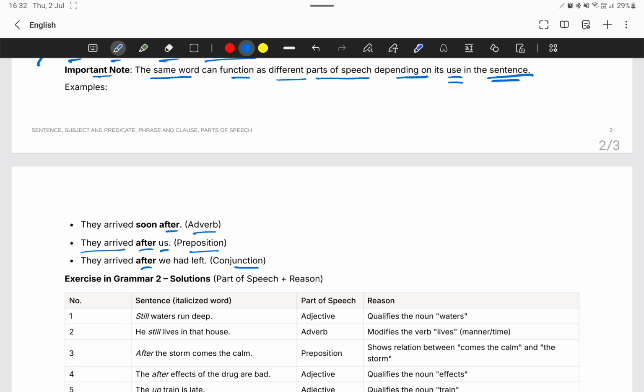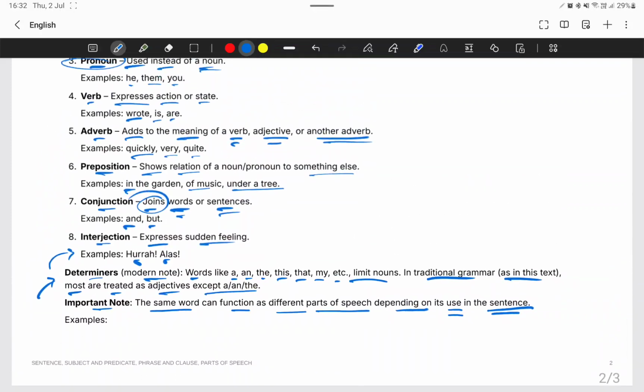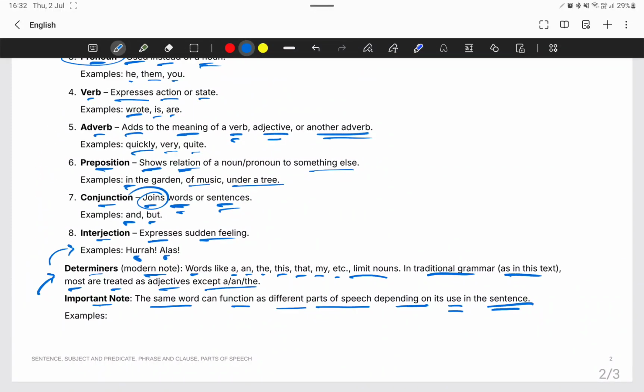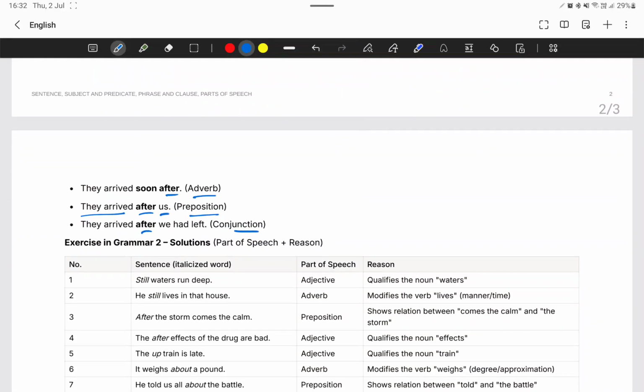They arrived after us. So why is it a preposition? What was the definition of preposition? It shows the relation of a noun or pronoun to something else. So 'us' is a pronoun and this is something else. This something else is related with 'us'. So in that situation, 'after' is a conjunction. Sorry, preposition. Because 'us' is what? Us is a pronoun.